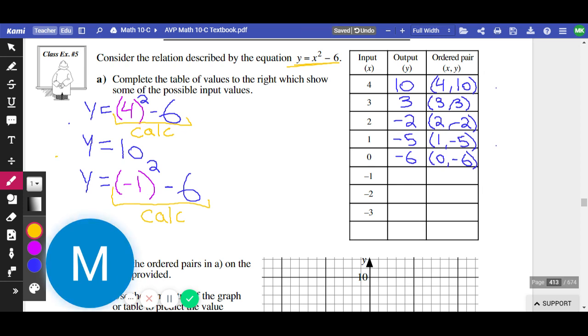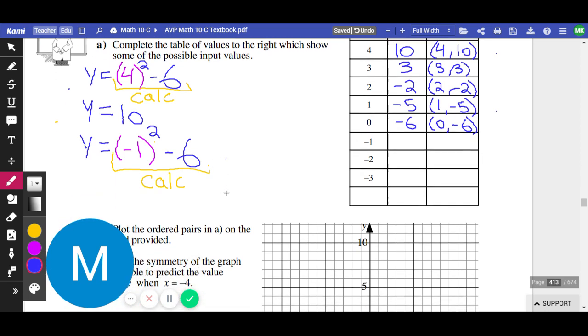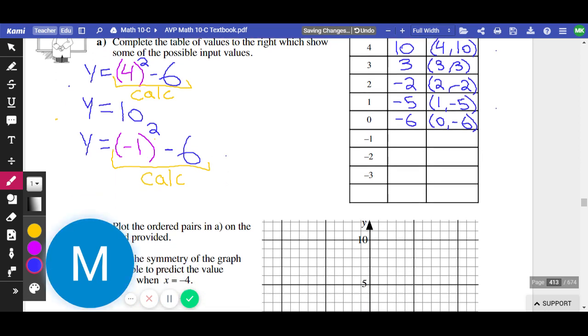The reason why is the brackets tell my calculator that the base is -1 squared. Without the brackets, you're saying negative times 1 squared, which is different. Okay? You must use brackets like this. When you do that, you end up getting a y value or an output value of -5.